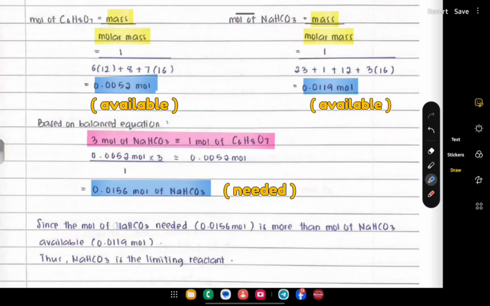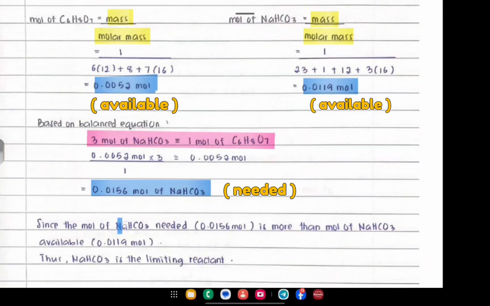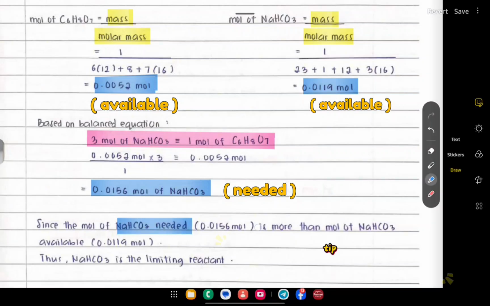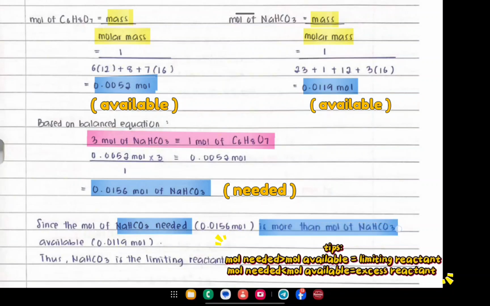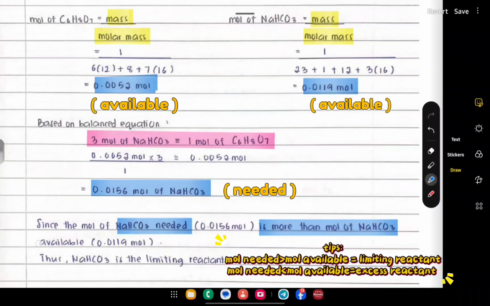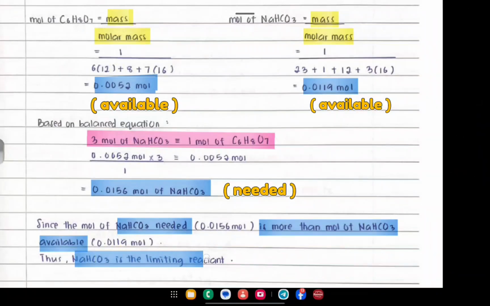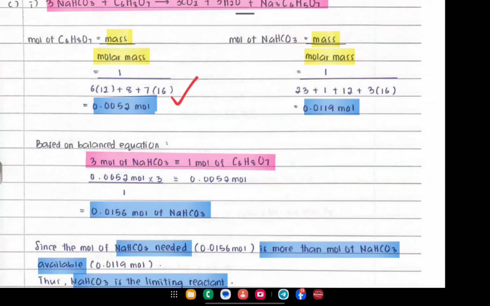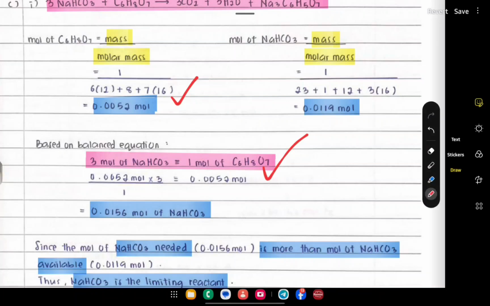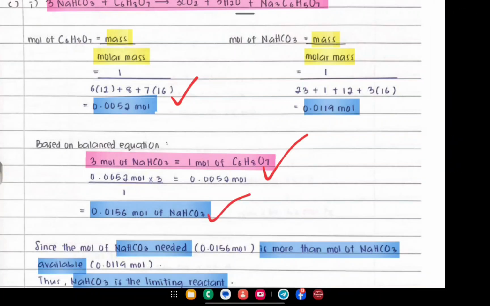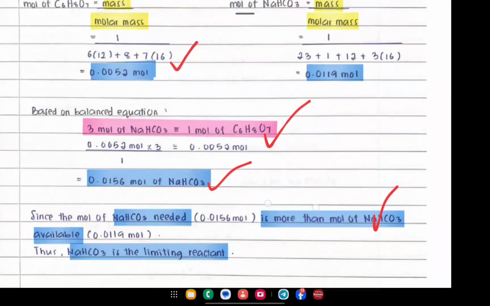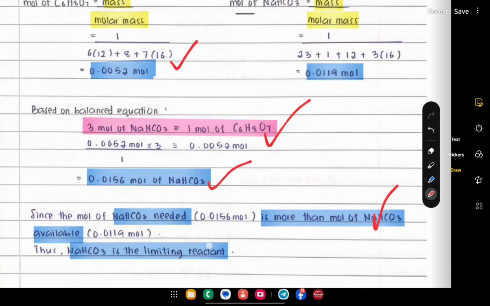I'm using the moles of citric acid to find the needed mole for sodium bicarbonate, and I got 0.0156 moles of NaHCO3. And then I compare the moles of NaHCO3 needed with the moles of NaHCO3 available. Since the moles of NaHCO3 needed is more than the moles of NaHCO3 available, thus NaHCO3 is the limiting reactant. For mark allocation, 1 mark for the answer of both moles of sodium bicarbonate and citric acid, 1 mark for the correct chemical ratio technique, 1 mark for moles of sodium bicarbonate needed, 1 mark for comparing moles needed and available, and lastly 1 mark for stating that sodium bicarbonate is the limiting reactant.